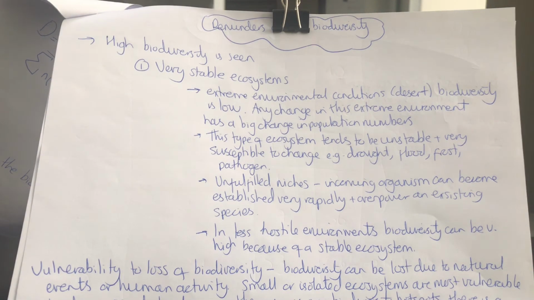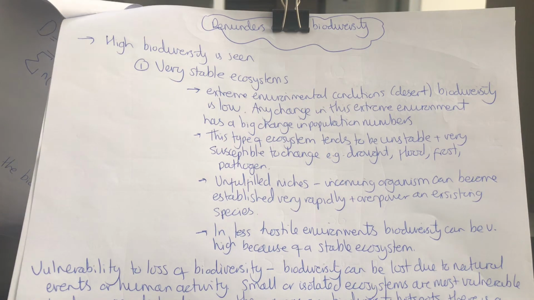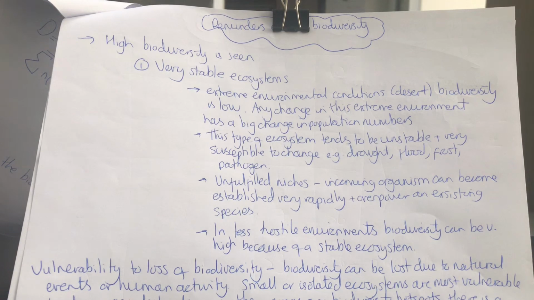The biodiversity tends to be low because any change in this extreme environment has a big change in population numbers. Okay, so anything that happens in this environment could wipe out your population really easily and affect your biodiversity. So this type of ecosystem tends to be unstable and very susceptible to change. Things like drought, flood, not for a desert obviously, but other conditions, a frost or the introduction of a new pathogen can completely change that ecosystem and alter it.